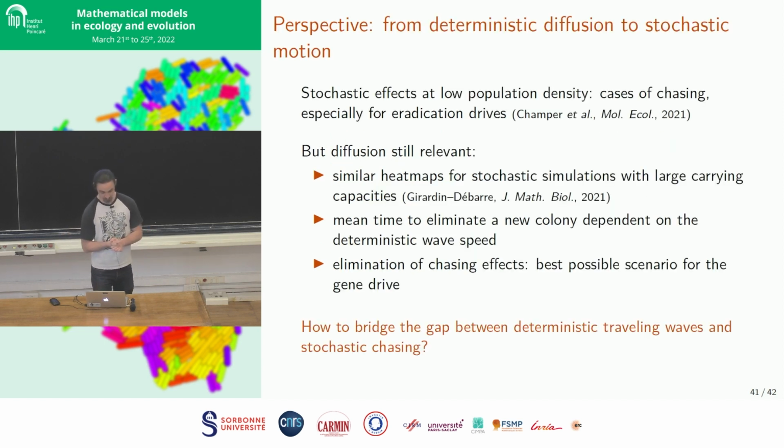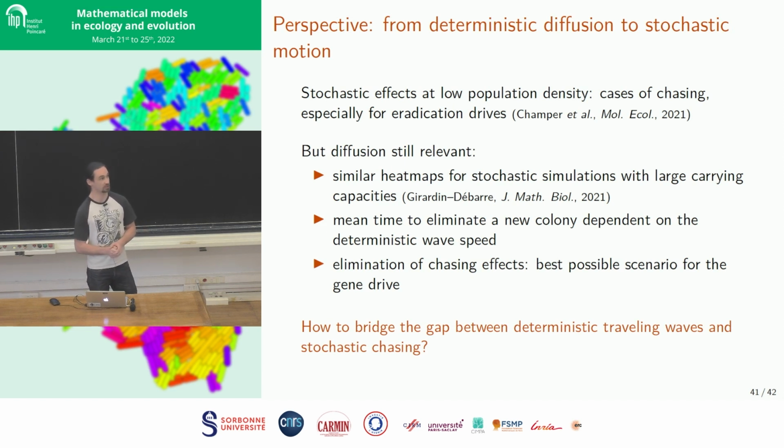What about what Philippe said yesterday? So Philippe said that diffusion is not ideal to model these eradication waves because you have chasing effects. And actually, we did a stochastic simulation with Florence in our paper, and we also observed this chasing effect. But there are 3 reasons for which diffusion is still relevant, in my opinion. The first one is that the heat maps we obtain for stochastic simulations when the carrying capacities are sufficiently large is actually exactly the same as the one we obtain for the deterministic model.